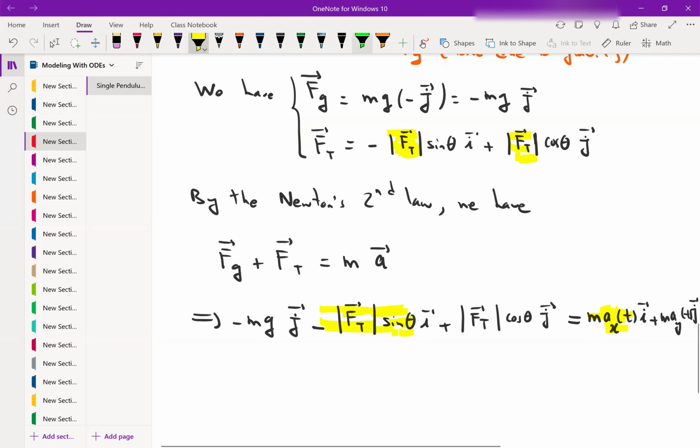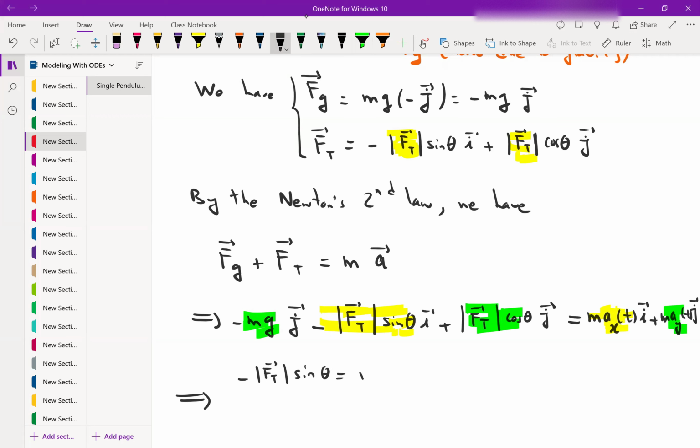And then the j components must also be equal. So from this, the conclusion is that negative the magnitude of Ft sine theta must be equal to m a_x, and negative mg plus the magnitude of Ft cosine theta must be equal to m a_y.